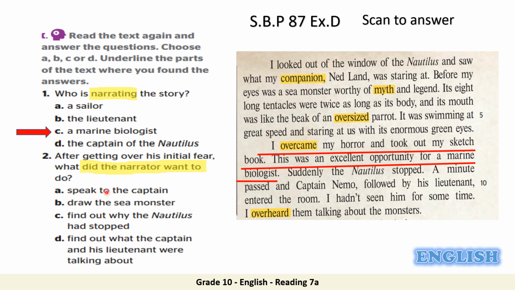And now question number 2. After getting over his initial fear, what did the narrator want to do? So, the correct answer is to draw the sea monster. How did you know that? Because he said here, I overcome my horror and took out my sketchbook. And taking the sketchbook refers that the narrator of the story wanted to draw the sea monster.